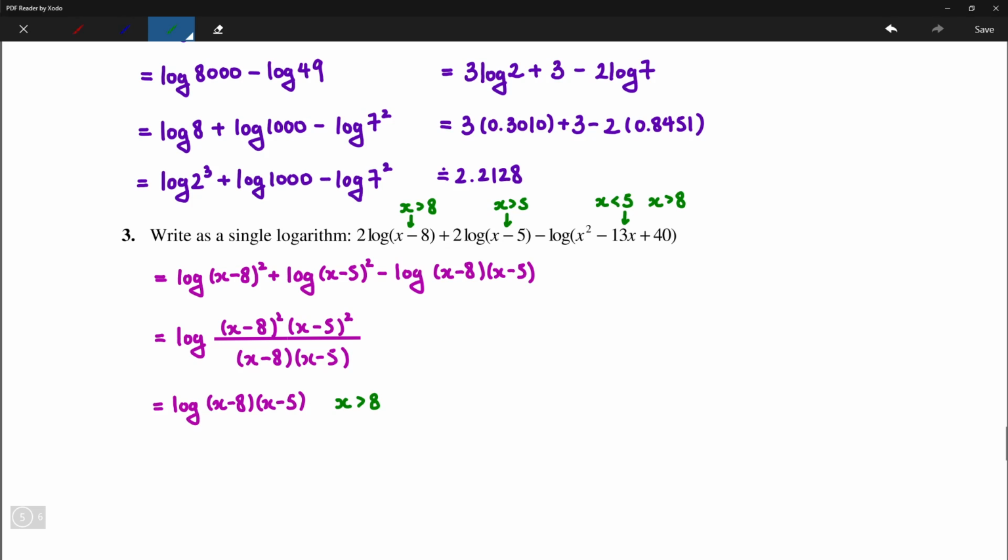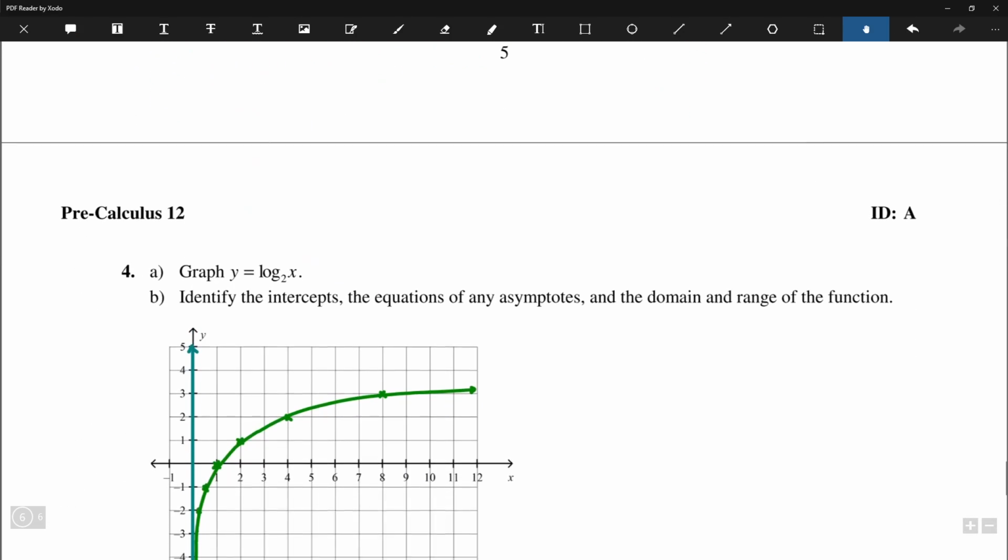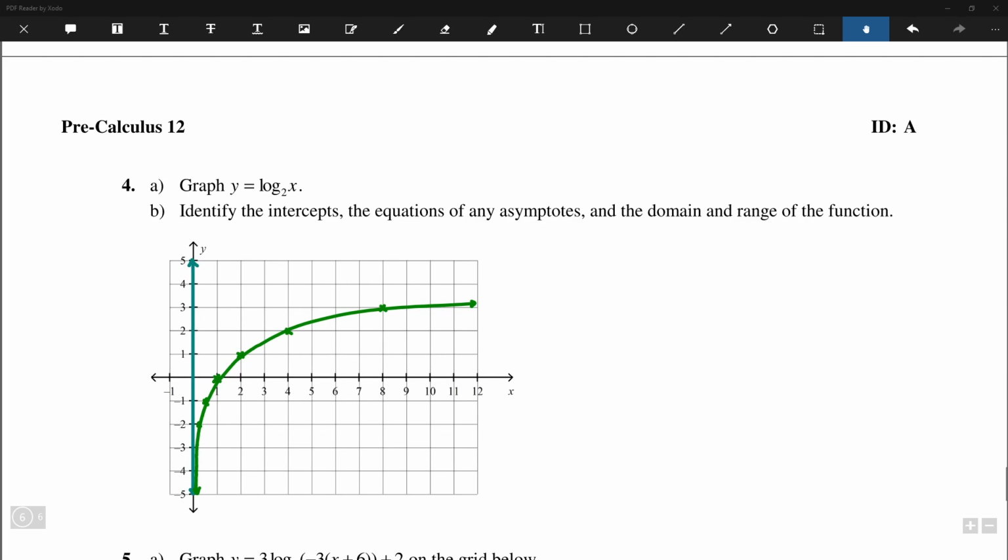Okay, let's move on to problem number 4. Okay, so we've already graphed the function here. We can just make a table of values. Notice that we have (1, 0). The logarithm of base 2 of 1 is 0. And then we have (2, 1), since log base 2 of 2 is 1, log base 2 of 4 is 2, and finally log base 2 of 8 is 3.